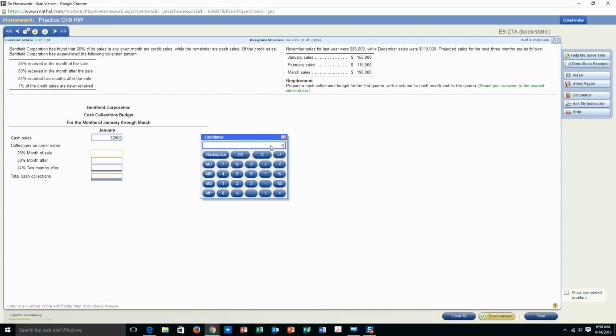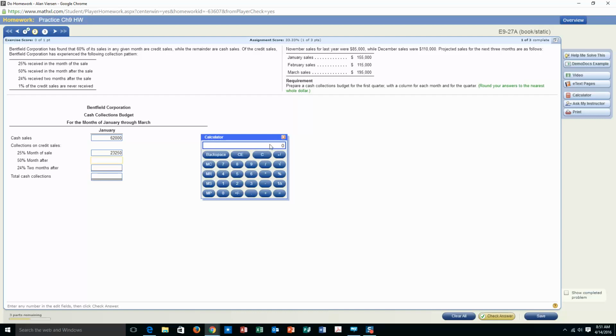Well, in the month of January, we had 155,000 in sales again, but this time we multiply it by 60%, and then we multiply it by 0.25, which is the amount we're going to collect. And so this is the amount of the credit sales we collect in January. Okay, next we're going to calculate the amount of the month after credit sales.